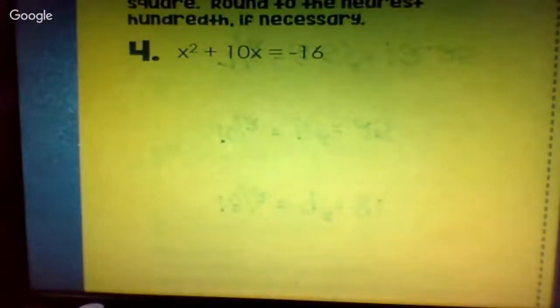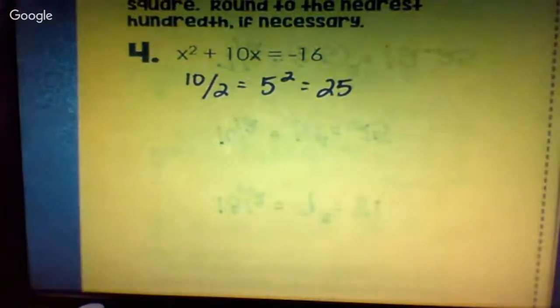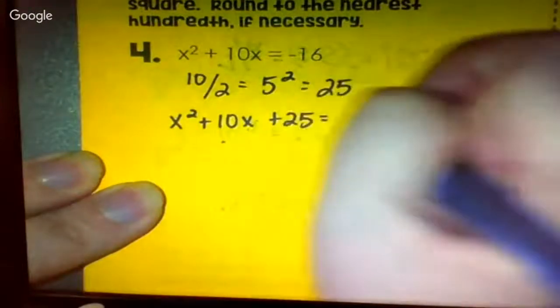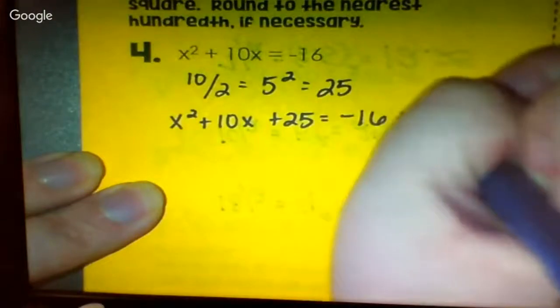Okay. Now we're going to do all of the steps, just like we did on the last sheet. Step number 1 said put your C on the other side. Do I have a C value still on the left? No, so step number 1 was already done for you. The next step said take your B value, so take 10 and divide it in half. That gives 5. What's 5 squared? 25. This is the value that you now add to the left and add to the right. So this becomes x squared plus 10x plus 25 equals negative 16 plus 25.